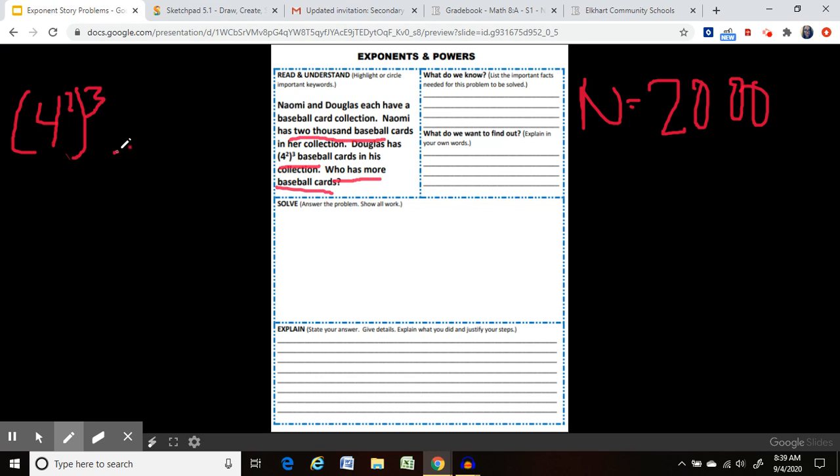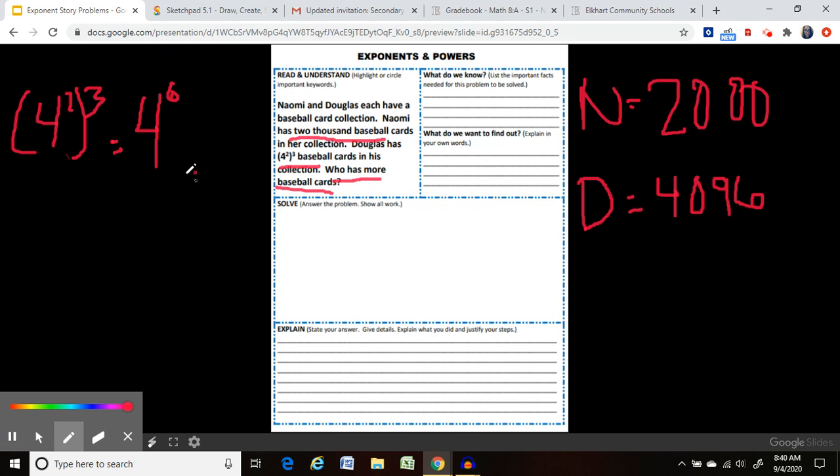So if we remember power of a power, you keep the base, you multiply the exponents. This is much easier to type into your calculator, especially if you're using Desmos. And after I type that into my Desmos calculator, or if I just multiply 4 by itself 6 times, we find out that Douglas has more cards.